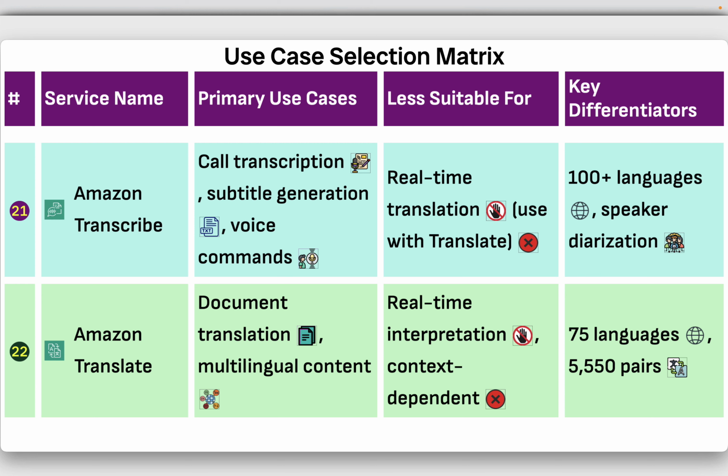Next service is Amazon Translate. Primary use cases are document translation and multilingual content. But it is less suitable for real-time interpretation or context, and it is context dependent. So key differentiators are it supports 75 languages and 5,550 pairs.